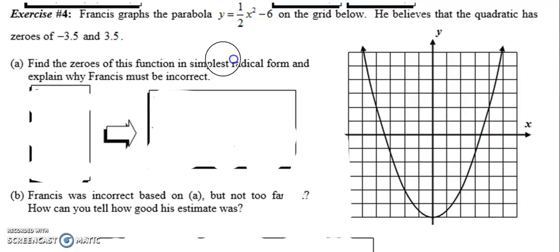Now, why don't you go ahead and try to solve this like we just learned how to and put it in simplest radical form. So hit pause and try to solve this and come up with the zeros algebraically, we'd call it.